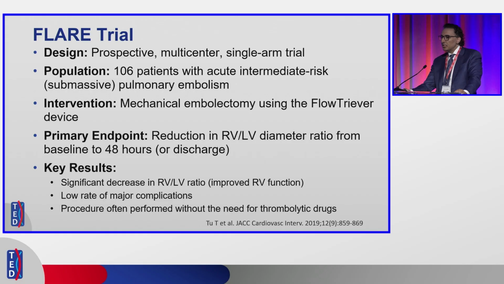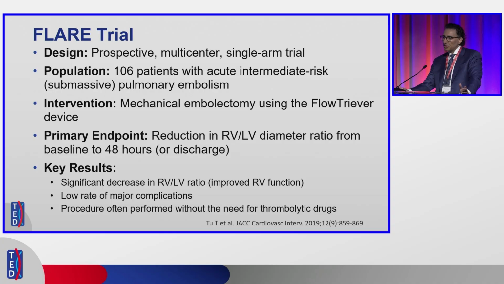So they studied this in a few trials. Many of these trials are going to be prospective, multi-center, single arm, where they're looking at the same thing: how safe is it, and does it reduce right ventricular strain? So this FLAIR trial looked at 106 patients with intermediate risk PE. They underwent mechanical thrombectomy using the FlowTriever device. They looked at RV-LV diameter ratio from baseline to 48 hours.